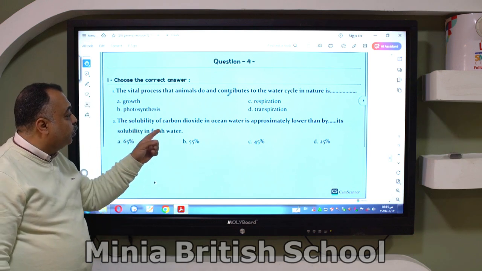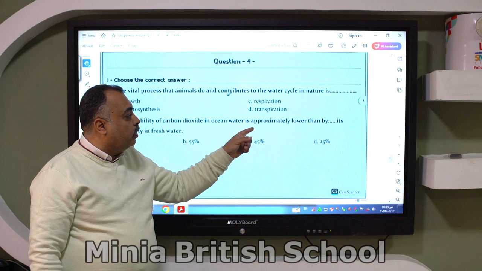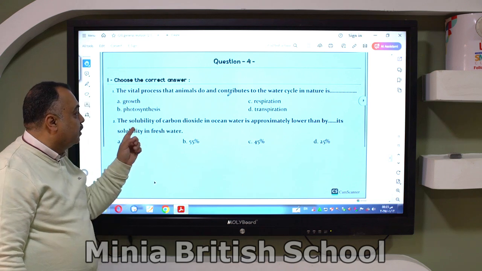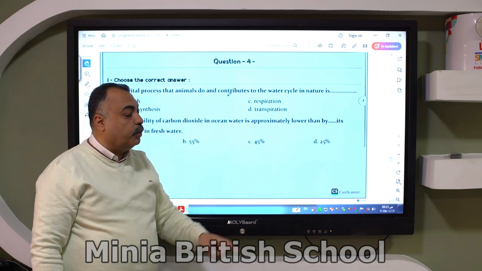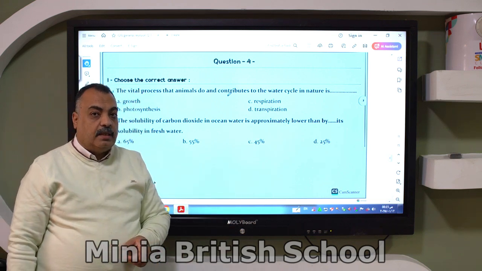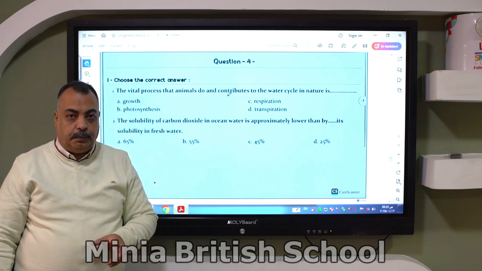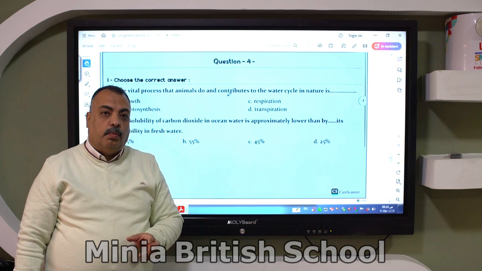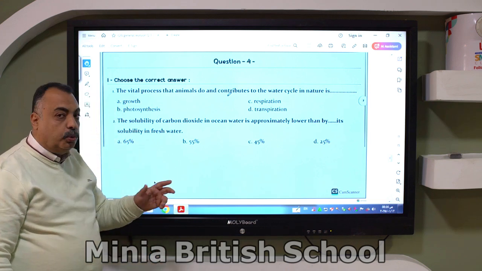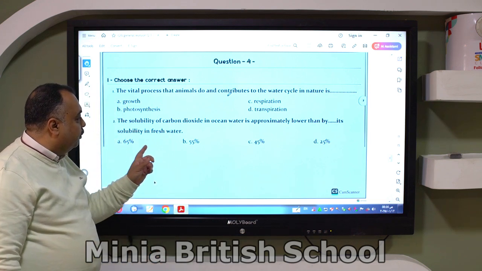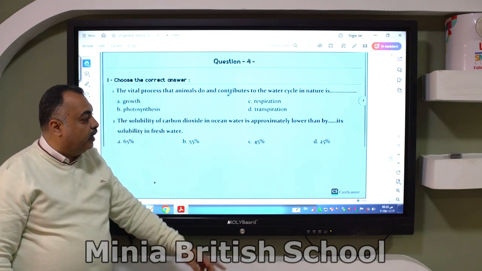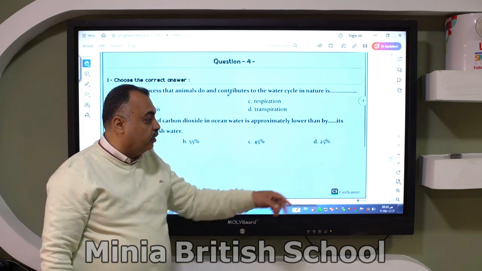Next, the solubility of carbon dioxide in ocean water is approximately lower than its solubility in fresh water. We know that the solubility of carbon dioxide decreases in ocean water by about 20 to 30%. So the options are 65, 55, 45, or 25%. Yes, the average is here 25%. This is the right answer.